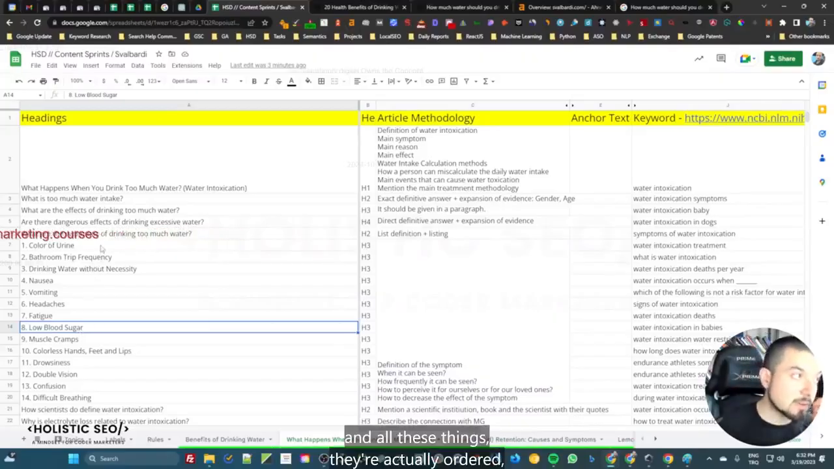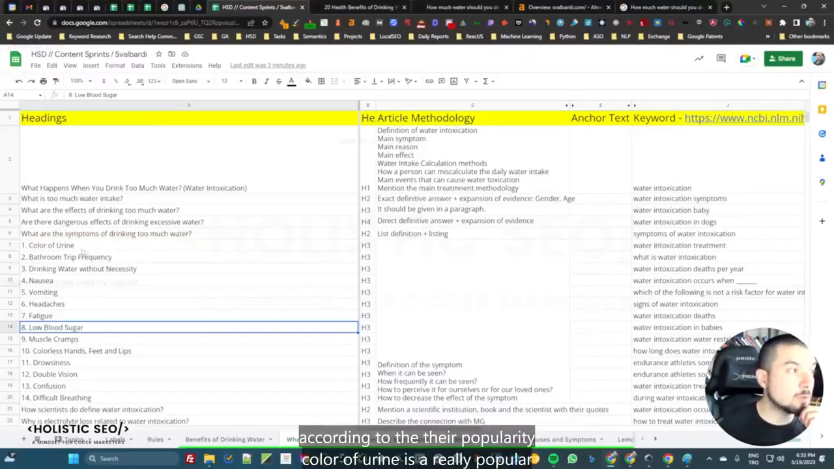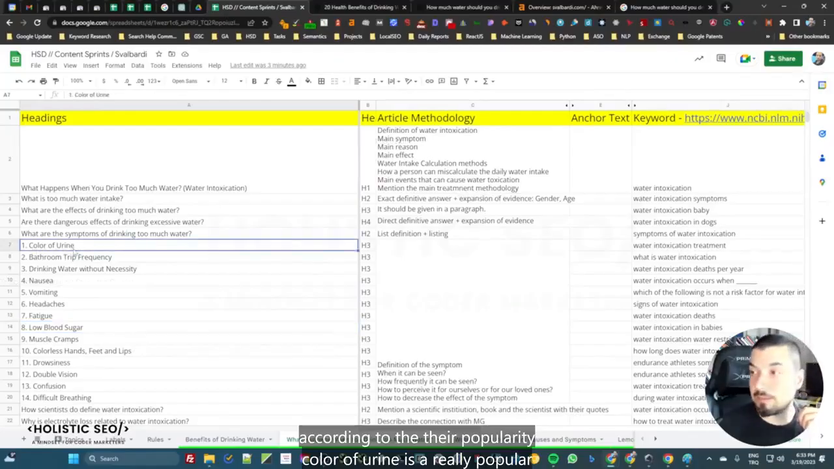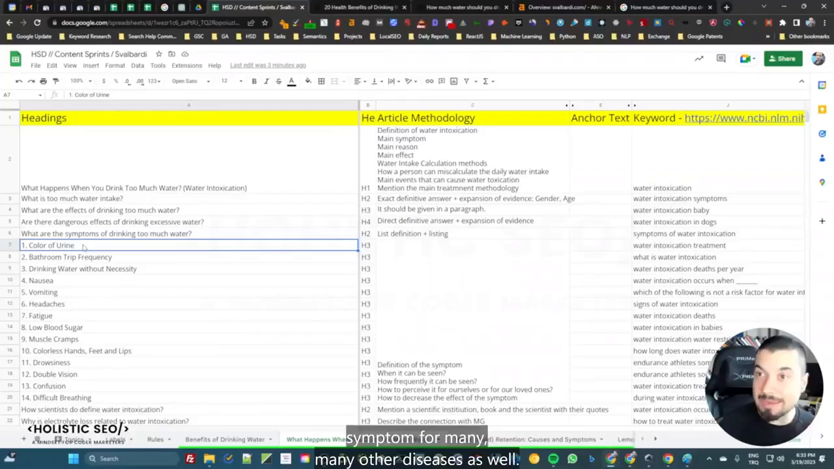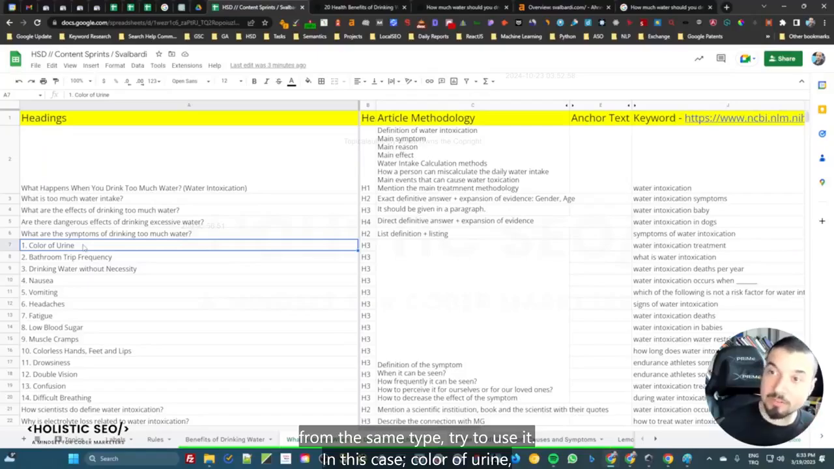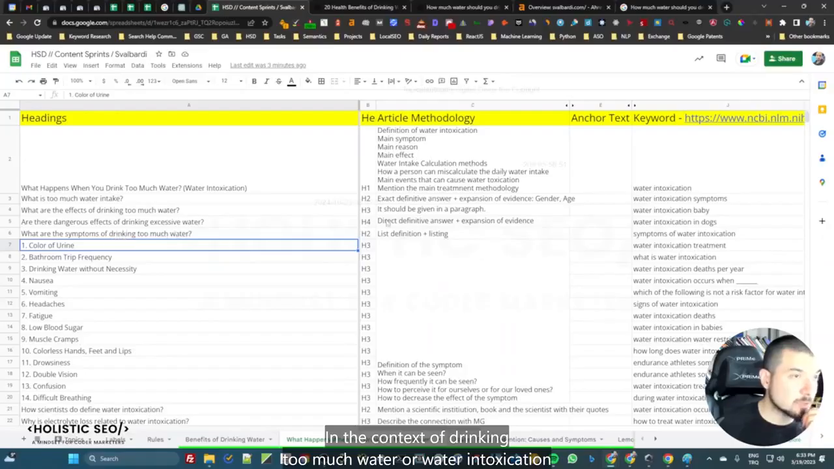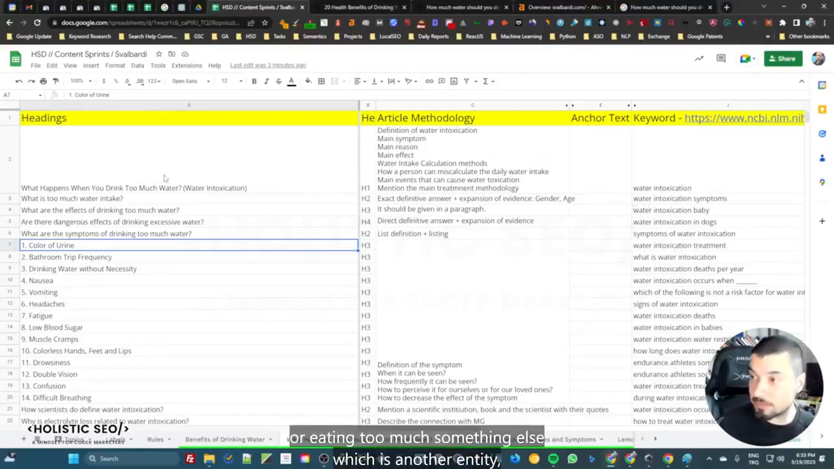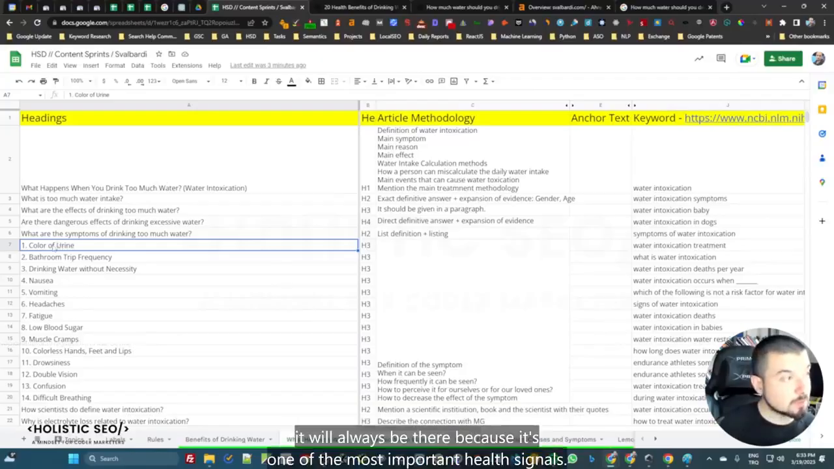All these things are ordered according to their popularity. Color of urine is a really popular symptom for many other diseases as well. If one of the symptoms is a kind of root attribute for many other entities of the same type, try to use it. In this case, color of urine, in the context of drinking too much water, water intoxication, different types of intoxication, or drinking or eating too much of something else, which is another entity, will always be there because it's one of the most important health signals. That's why it is at the top.